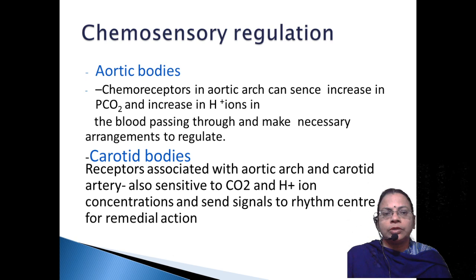Chemosensory regulation: aortic bodies, chemoreceptors in the aortic arch, can sense an increase in partial pressure of carbon dioxide and H plus ions in the blood passing through, and make the necessary arrangements to regulate. Then carotid bodies, receptors associated with the aortic arch and carotid artery, are also sensitive to carbon dioxide and H plus ion concentrations, and send signals to the rhythm center for remedial action.